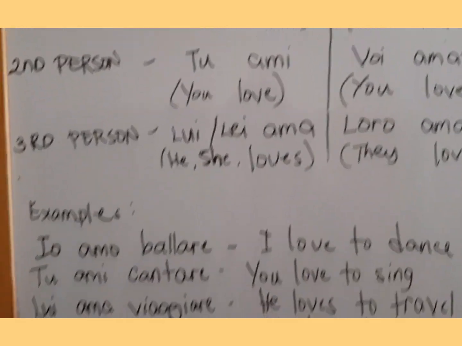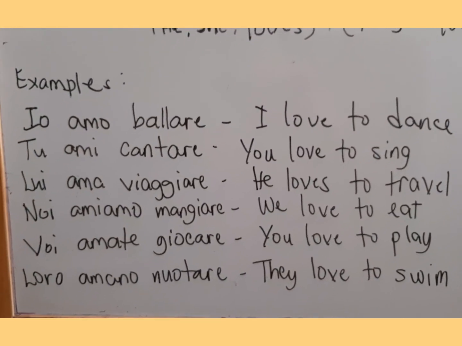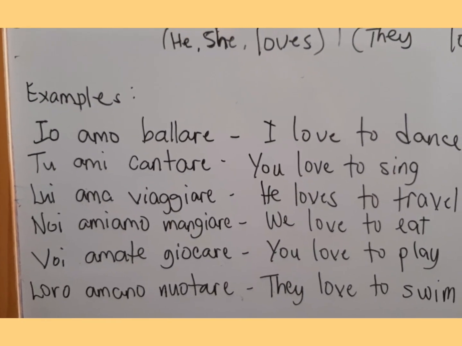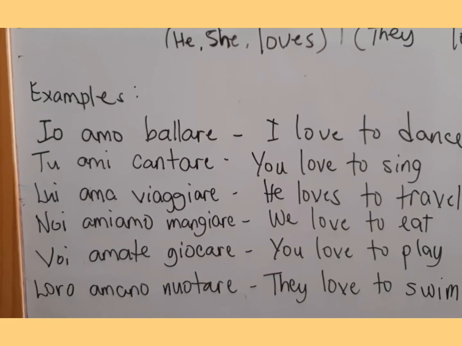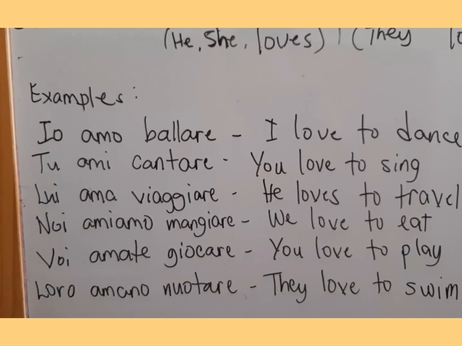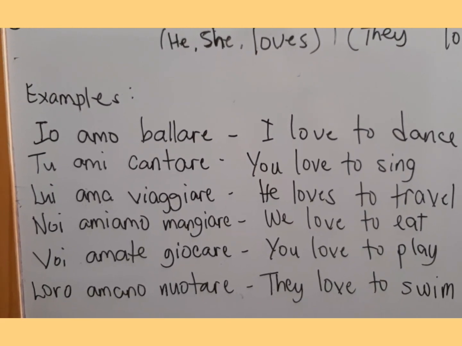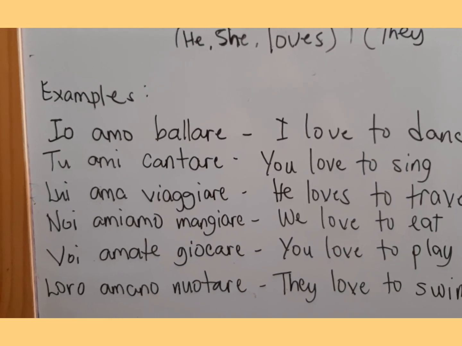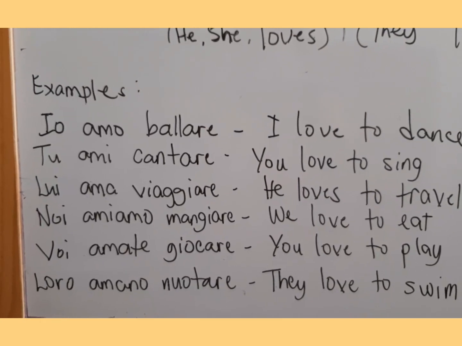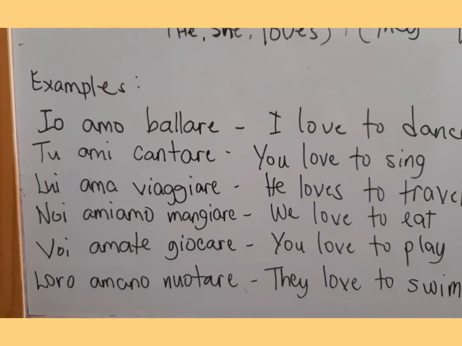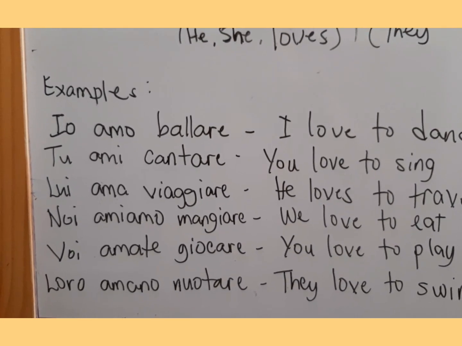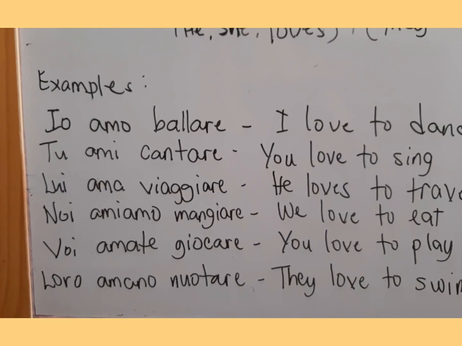Now let's try some examples. Io amo ballare. I love to dance. Tu ami cantare. You love to sing. Lui ama viaggiare. He loves to travel. Noi amiamo mangiare. We love to eat. Voi amate giocare. You love to play. Loro amano nuotare. They love to swim.